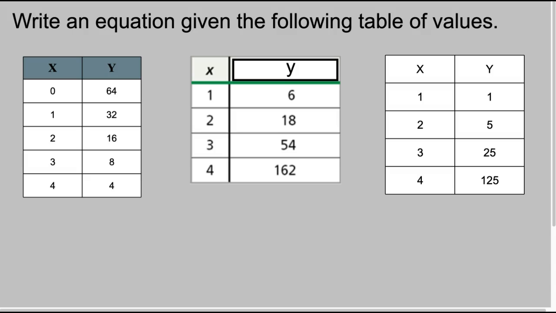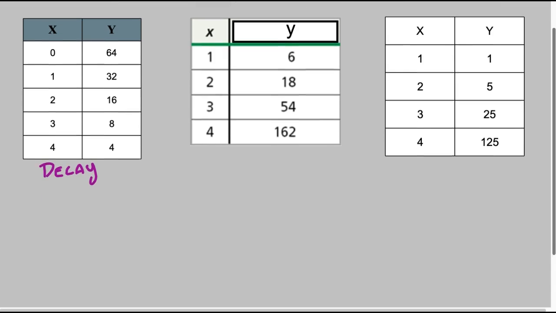Okay, so here we have growth or decay. This is decay. How do you know it's decay? Because all the y's are going down. Okay, the y's are decreasing. What's the initial amount on this one?